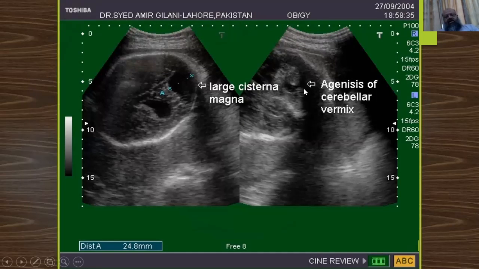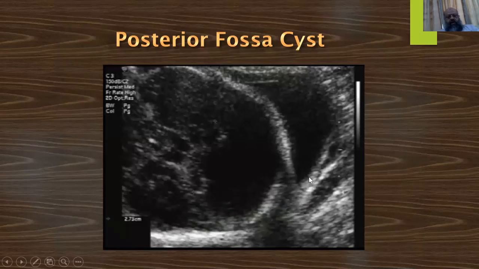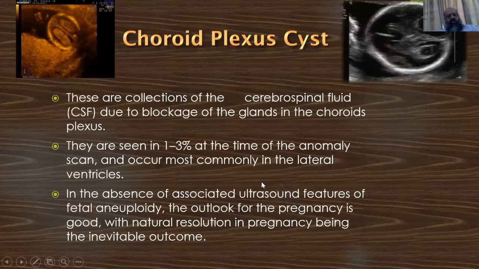This is a large cisterna magna again, agenesis of the cerebellar vermis, done in 2004. Large posterior fossa cyst, which is Dandy-Walker.